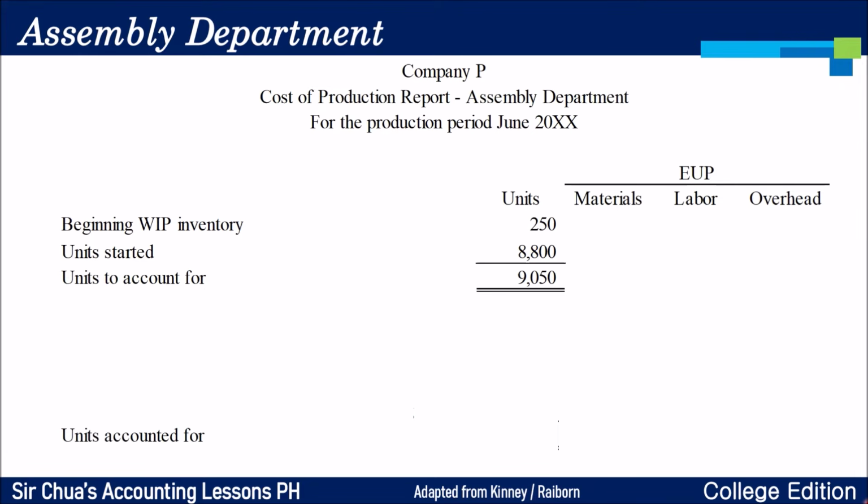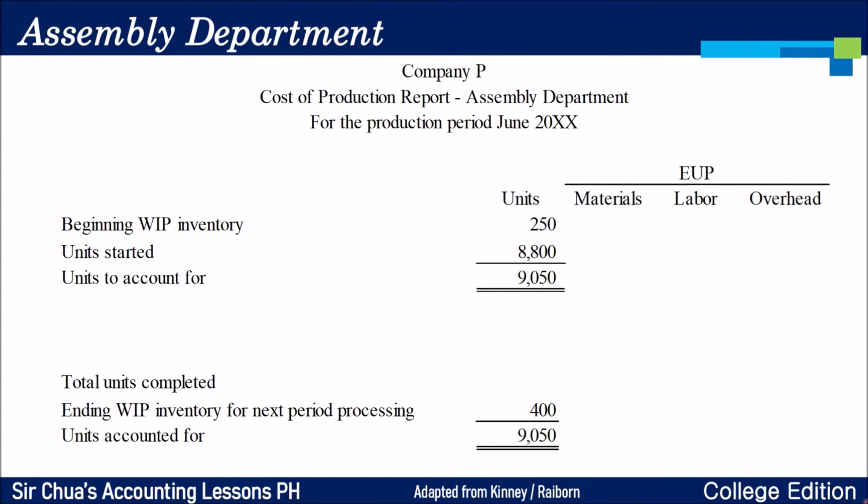Now, if the units that we need to account for is 9,050 units, then the units that we really need to account for at the end of the period should also be 9,050. Now, if you will be looking at the problem, in the assembly department, the ending work in process is 400 units. So we will be working back. The ending work in process inventory for the next period na ipaprocess siya doon na is 400 units. So, if you think about it, if we are working on 9,050 units, and we are not yet done with the 400 units, it means that we are already done with 8,650 units.